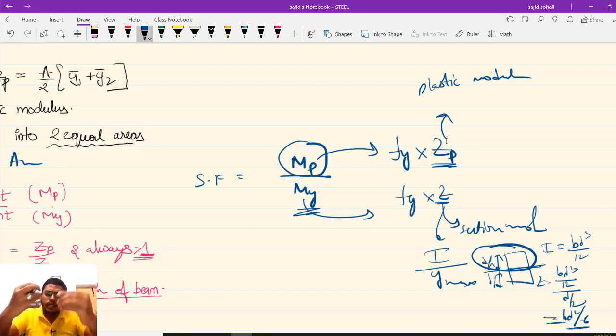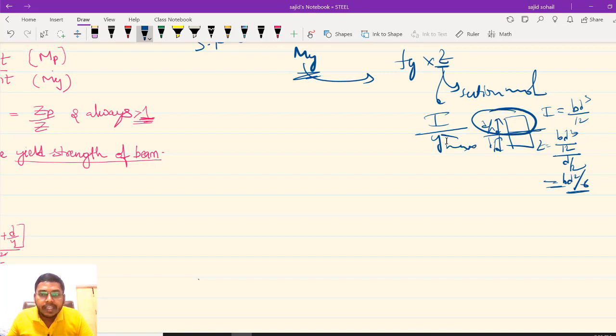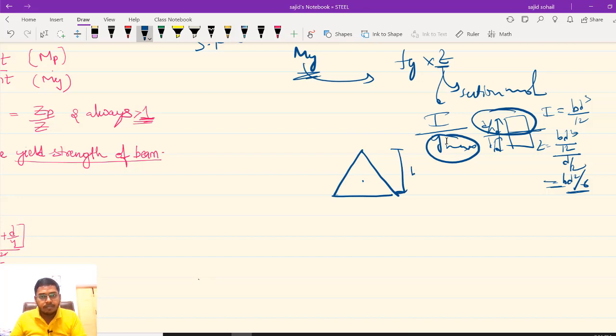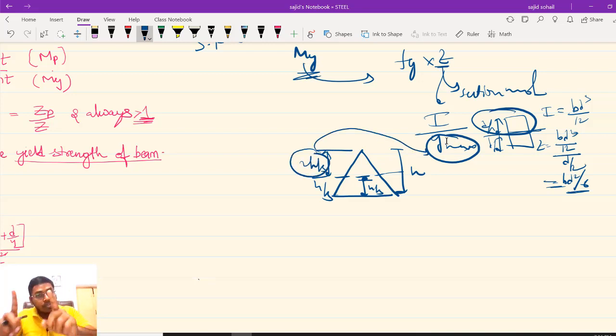Similarly, you can calculate for whatever shape you want. Remember, this is Y max. For example, if you are talking about a triangle, I know where the centroid acts. If this is H, it will be at H by 3. Now you tell me what is your Y max? Is it H by 3 or this distance, 2H by 3? Always we have to take Y max here. That is a simple logic which you have to remember. So instead of Y max, write 2H by 3 and solve. You will be getting your Z value for your triangle. Will you remember?